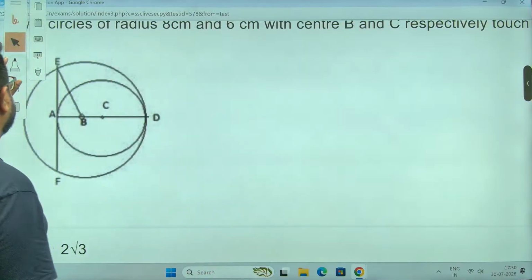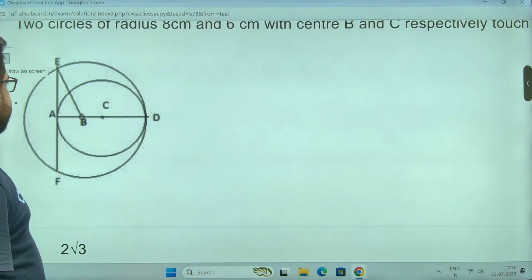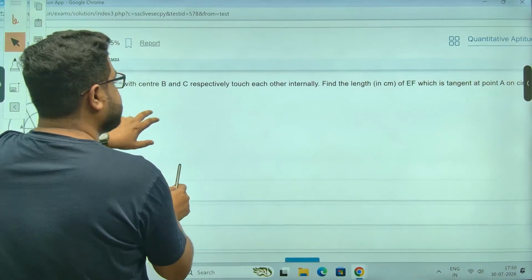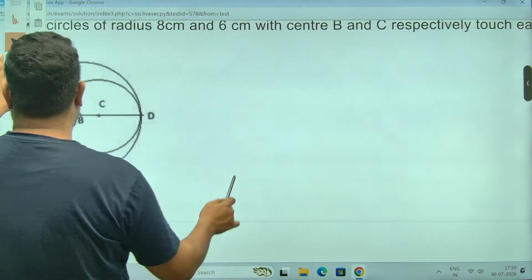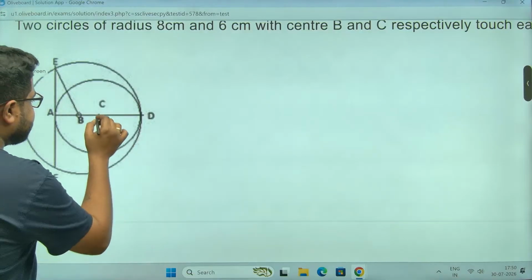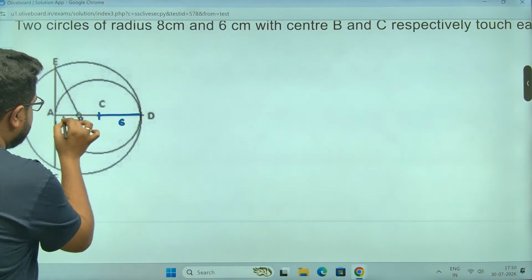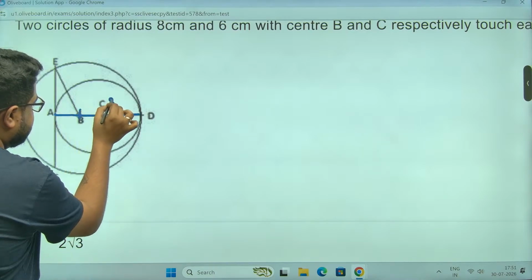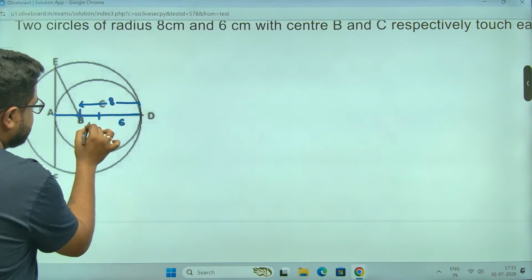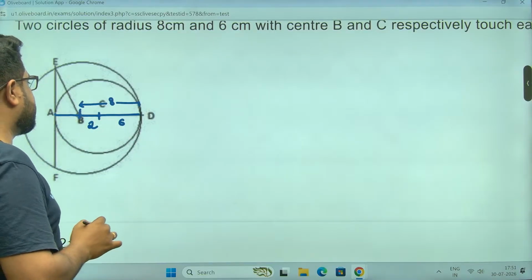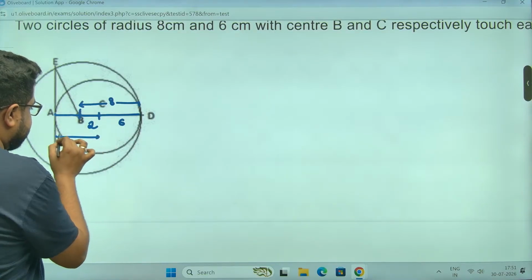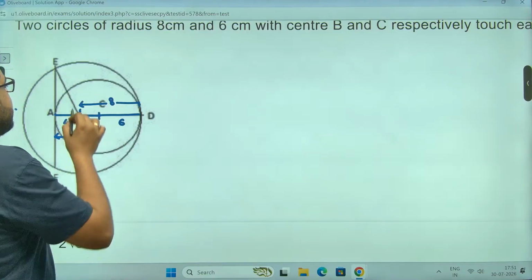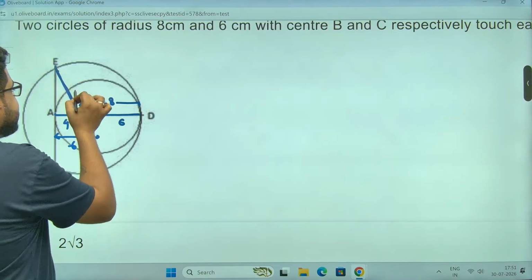We'll try to do it. 8 and 6, if I'm not wrong. First things first, this is 6, and this is 6. And total is 8, because this is the bigger radius. So this much is 2. This much is 2. And total over here is again 6, because radius of the circle. So this is 2, meaning this is 4. This is 4 and this is the radius of the big circle, that is 8.